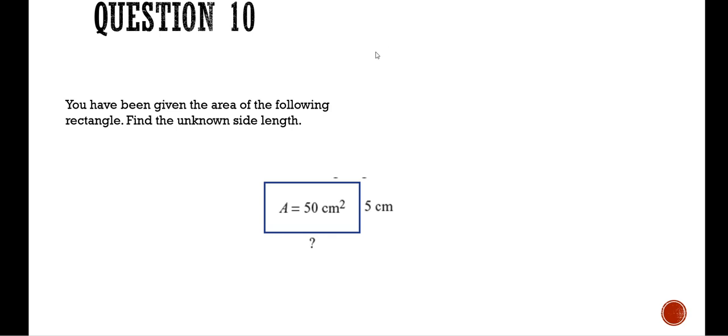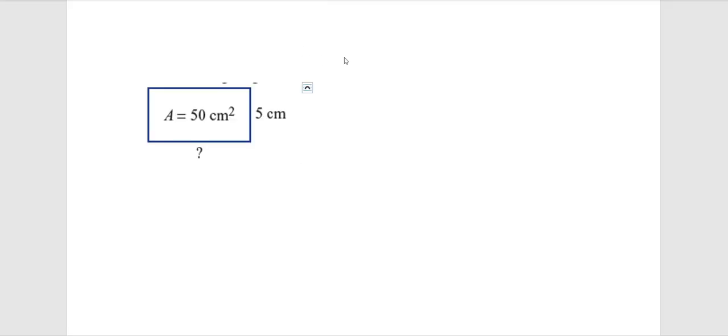You have been given the area of the following rectangle. Find the unknown side length. So just like the ones in perimeter, we're doing a similar thing. So have a go first. Okay, because I'm working with area and I have a rectangle, I will write the formula. Area of a rectangle is equal to length times width.